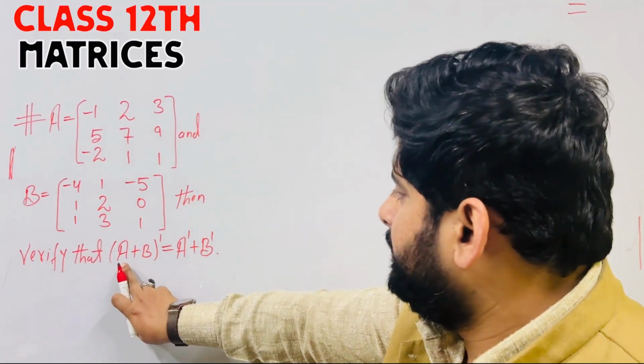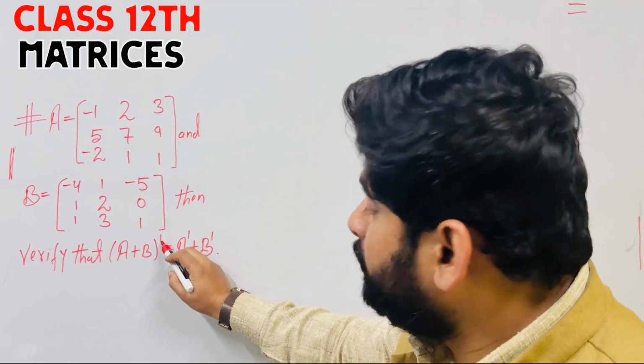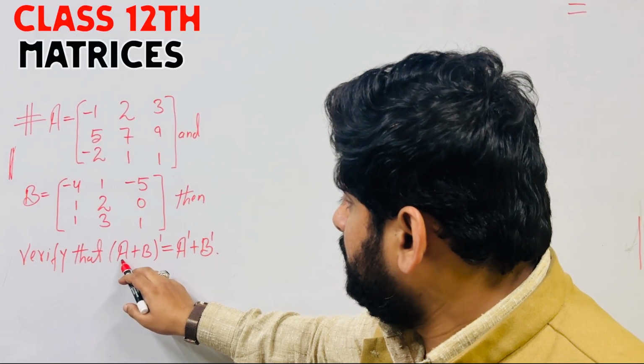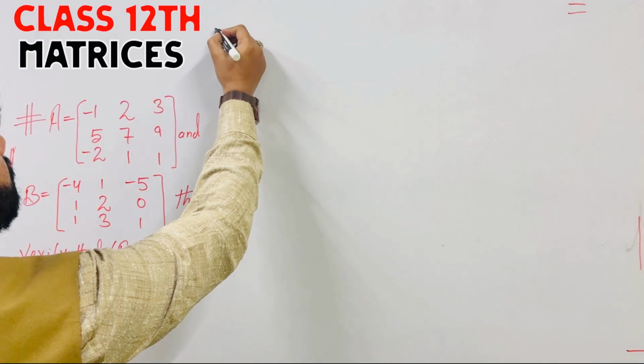We can write the matrix A plus B. Okay, this is the sign of the transpose of a matrix. Now we have to solve A plus B.